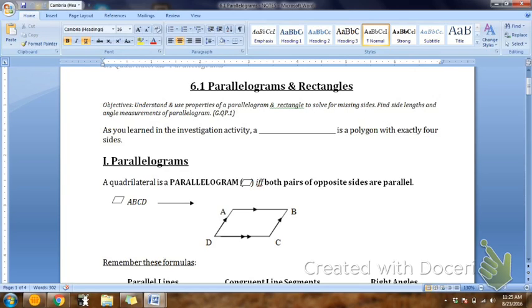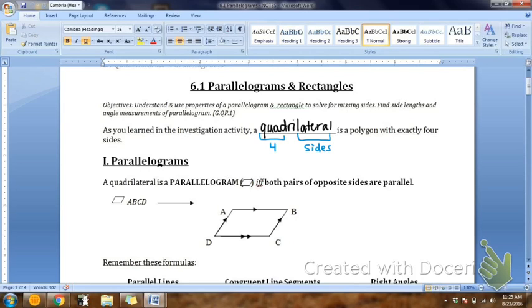So your first blank there, we didn't do the investigation activity for the sake of time, but it says a quadrilateral. So that's going to be your first blank there, is quadrilateral. And remember that quad means 4, lateral means sides.